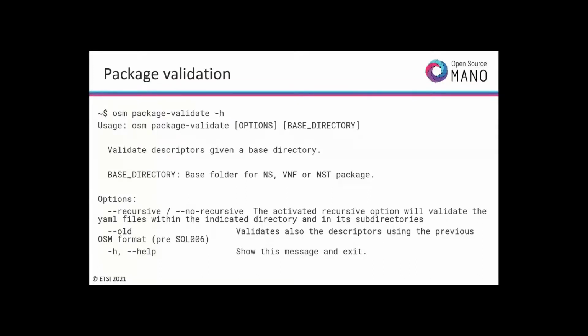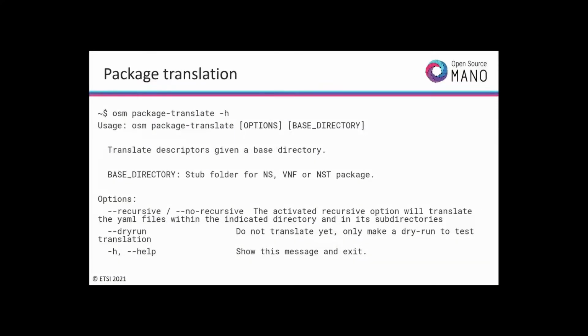So you can easily use this command to quickly note if your YAMLs are already compliant with SOL6 or not, or if they are compliant with the previous OSM version. And of course, there is a package translate command, which will do this translation. So you will pass it a directory or path, so a folder path as an option, and it will read the descriptor on that file and convert it to solution 6.